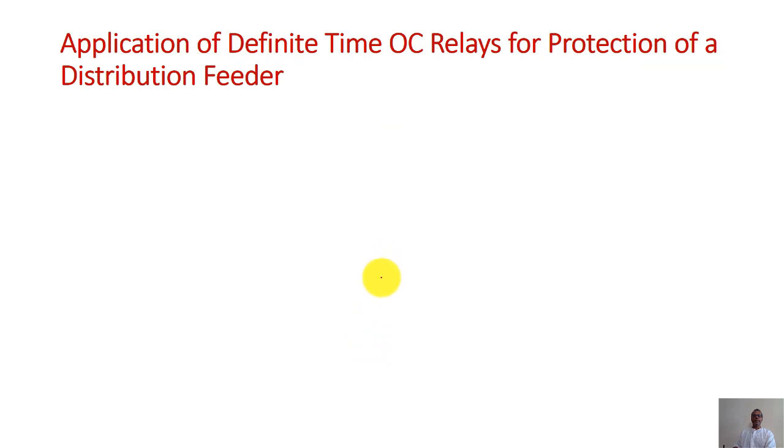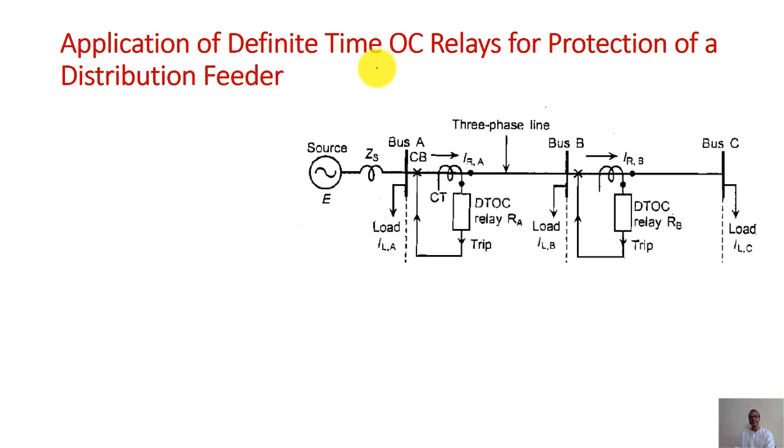Okay, so now let us see the application of definite time overcurrent relay for protection of a distribution feeder. Let us see first the application of definite time overcurrent relay. Then we will see the inverse definite time overcurrent relay for protection of a distribution feeder. So let us consider a distribution feeder with a source. The source is not a generating station. This is in fact a substation which is feeding this radial distribution feeder, right?